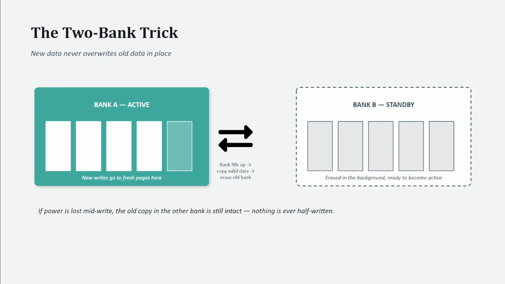It writes the new version to a new fresh location in an active bank. Once that bank starts filling up, the system copies all the valid data over to the second bank, and the first bank gets erased in the background.